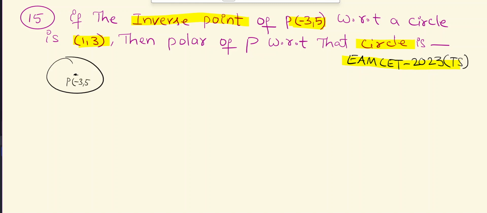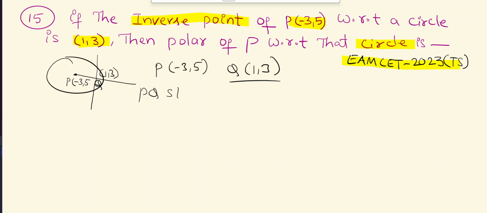The inverse point of P passes through the point (1, 3). This is the polar line. The polar line passes through the point (1, 3) and is perpendicular to the line joining these points. Here P point is (minus 3, 5) and Q point is (1, 3). Our line passes through the point Q and is perpendicular to PQ. Now find the slope of PQ.